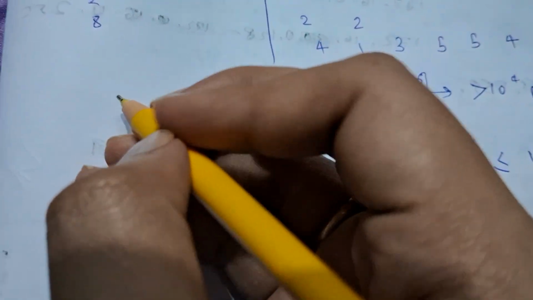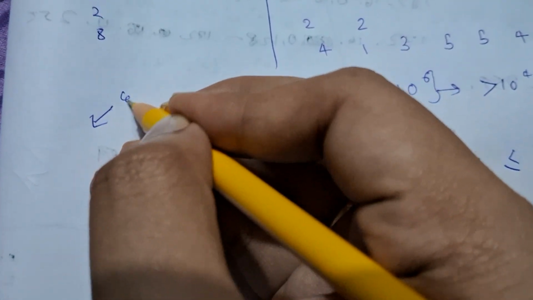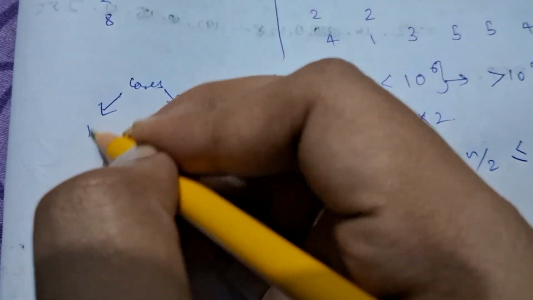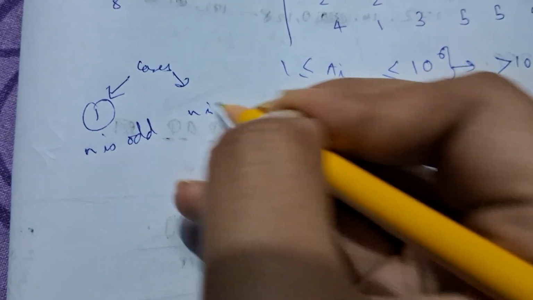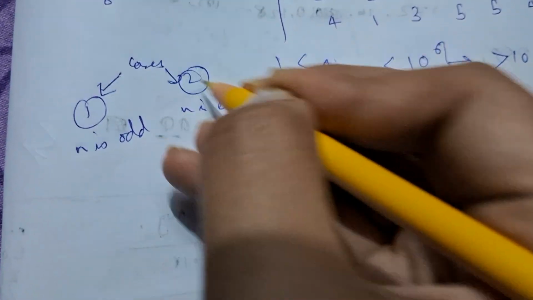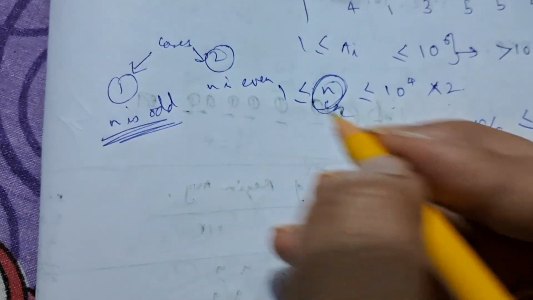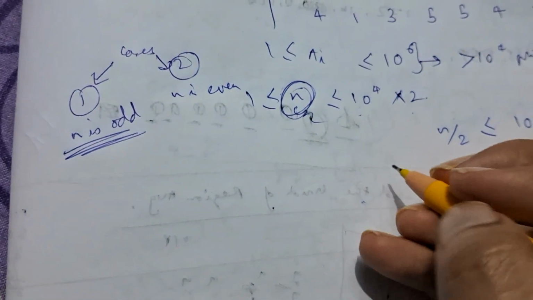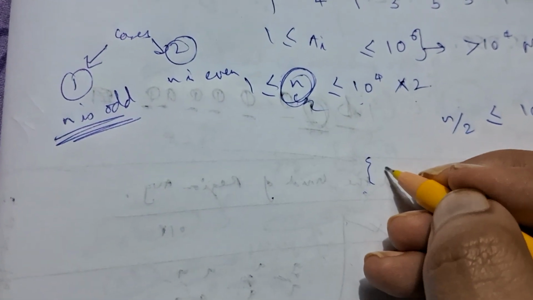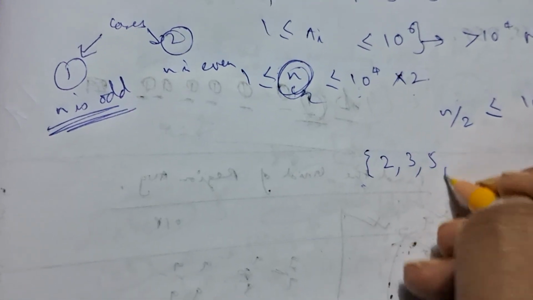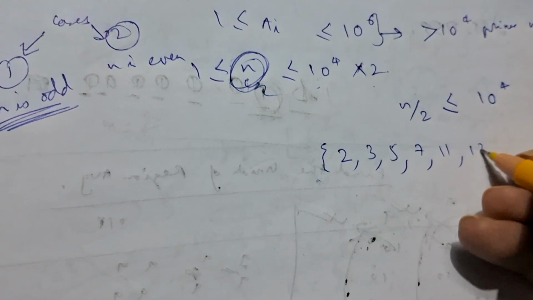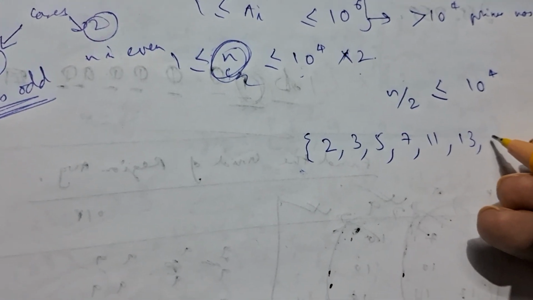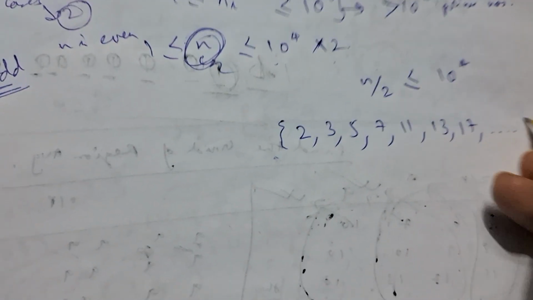So what we can say, there are two cases. Case 1, n is odd. Case 2, n is even. So let's say the array of prime numbers will look somewhat like 2, 3, 5, 7, 11, 13, 17 and so on, right?